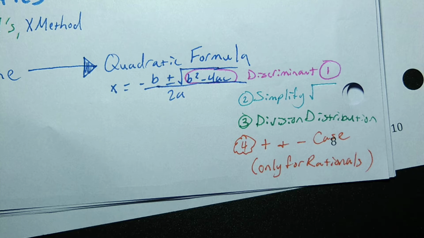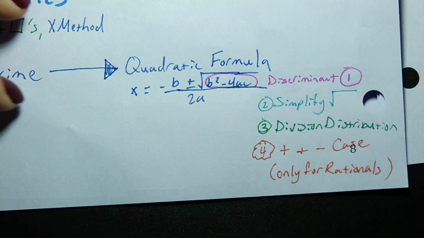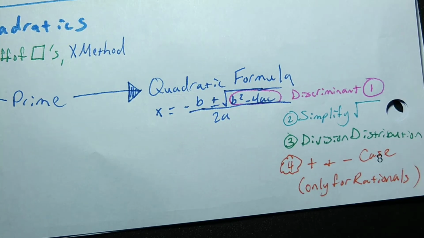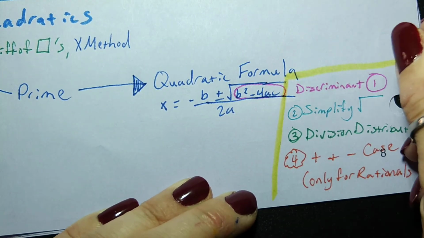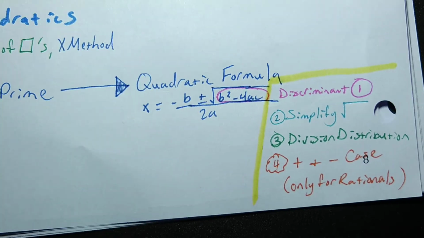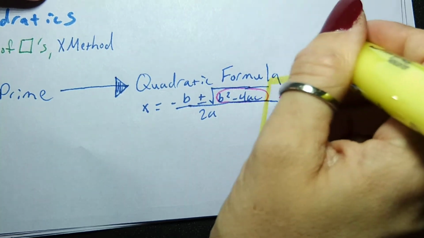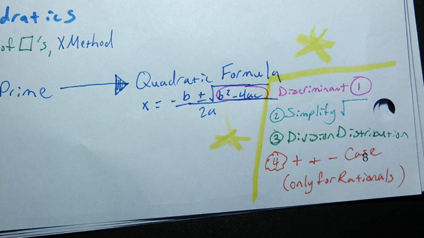Which means if you get radical 2, you're not going to be able to do the plus minus case. If you get 2 plus or minus 5i, you're not going to be able to do the plus minus case with that because you cannot combine those like terms. So this order is very, very important. I would put some stars by this. The order of those steps is very important. You cannot divide stuff out of the radicals when you do division distribution.